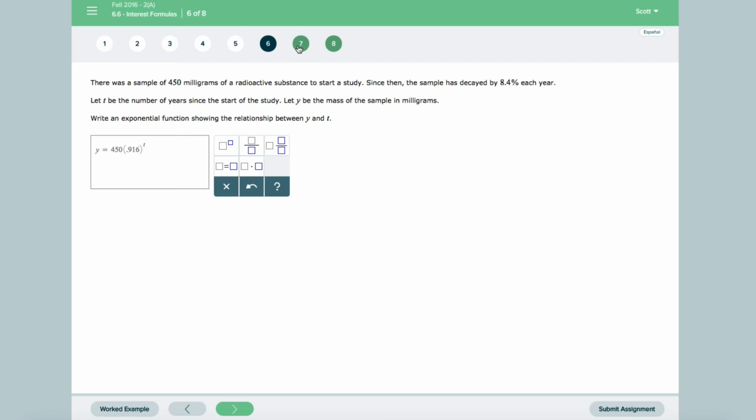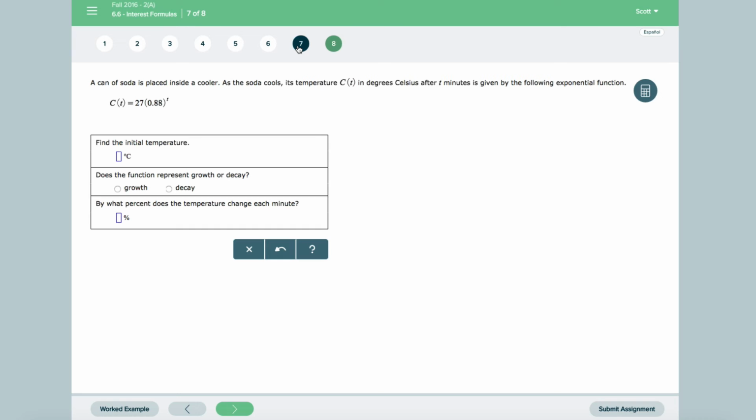All right, number 7. A can of soda is placed inside a cooler. As the soda cools, its temperature C of T in degrees Celsius after T minutes has been given by the function. All we need to really focus on is this function right here. What's the initial value or the initial starting point or the initial temperature? That would be that right there. The first number is my initial temperature. So it's 27 degrees.